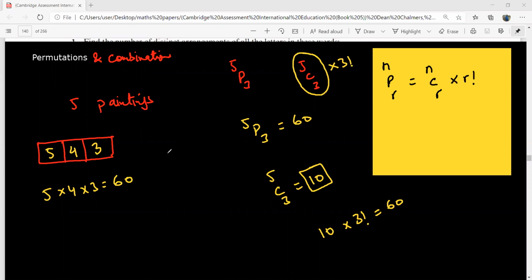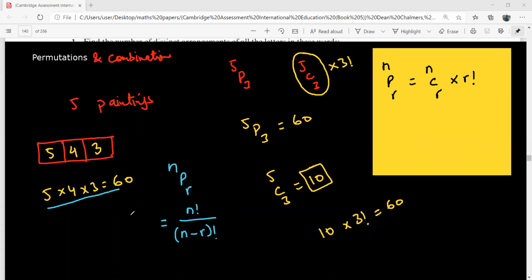Now let me make it clear why we get the same answer from the formula and by listing them. Now please see. The formula is nPr. If you want to know the number of ways you can arrange r things out of n things, please note it down. This is n factorial over (n minus r) factorial.